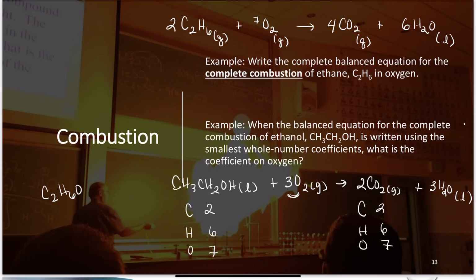Now I've got 2 carbons on each side, 6 hydrogens on each side, and 7 oxygens on each side, and this reaction is completely balanced. Combustion reactions are easier to balance when you've got a carbon, hydrogen, oxygen containing compound because you've got oxygen in multiple sources. The mistake students will make is they'll forget this oxygen right here, and so instead they'll use fractions, forgetting that oxygen in the middle here, and mess it up.